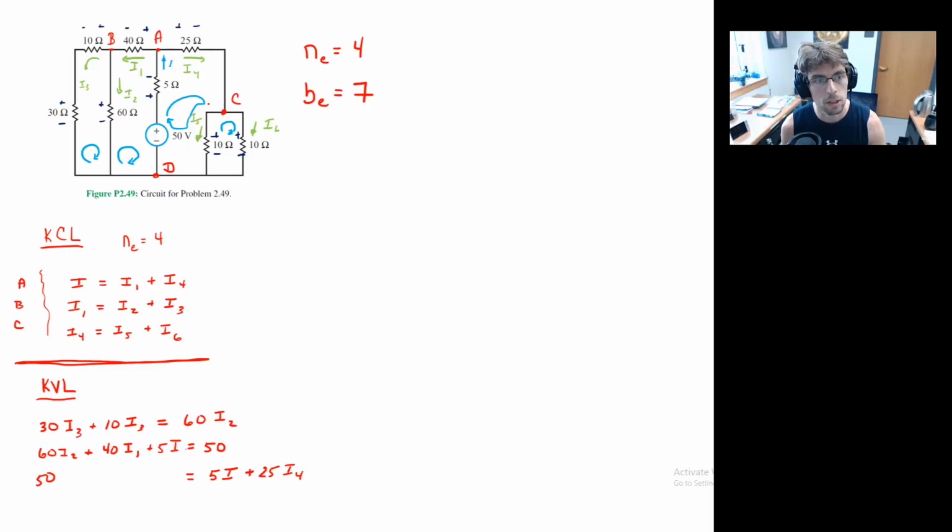Keep going. Another drop, so I have another drop of 10 I5. And we're back at our starting spot. Last one, I'll start in the lower left-hand corner again. I have a jump of 10, so put 10 I5. And then I have a drop of 10 I6.